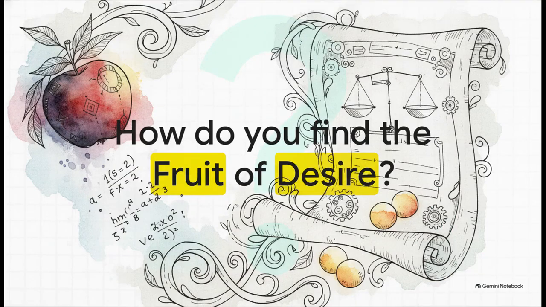So let me ask you this. How exactly do you calculate the fruit of desire? I know. It sounds like a riddle from some ancient fantasy novel or maybe a deep philosophical puzzle. But what if I told you this isn't abstract poetry at all? It's a hard, concrete mathematical formula. By the time we wrap up today, you're going to know exactly how to calculate this using principles that are literally foundational to the algebra we use every single day.